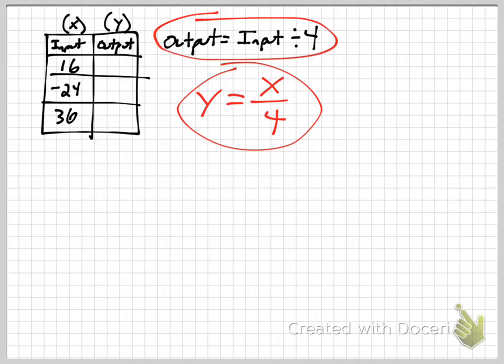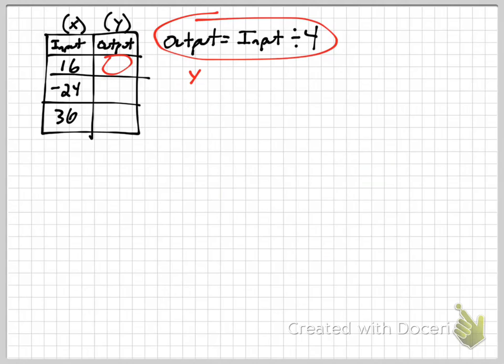Do you see that they're exactly the same? Output equals input divided by 4. So if that's true, that means that Y equals input divided by 4. Input is 16. What is 16 divided by 4? Right? How many of you got that right?